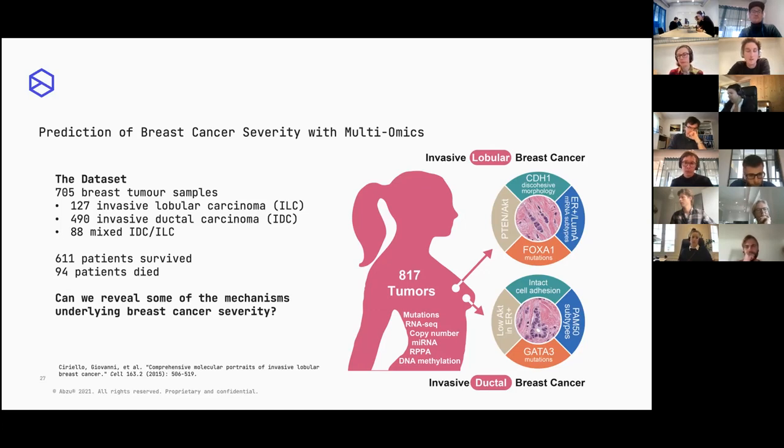We wanted to train a classification model to see whether we can reveal some of the mechanisms underlying breast cancer severity. It's still a shallow research project, but it shows great potential, and it might inspire some of you to try this on your omics data.